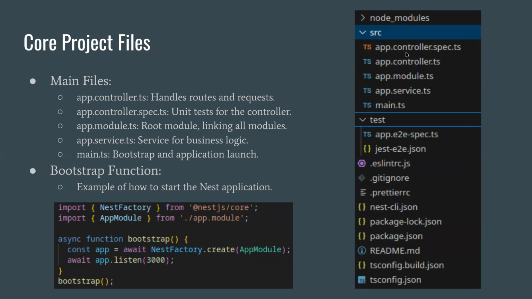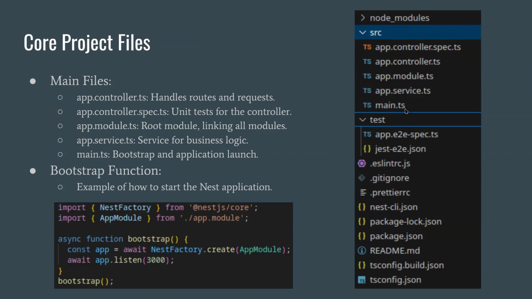app.controller.spec.ts. Here are the unit tests for our controller to make sure that the code is reliable. And we have app.module.ts. This is the heart of our application because it connects all modules. And we have app.service.ts. It's a file for encapsulating business logic.